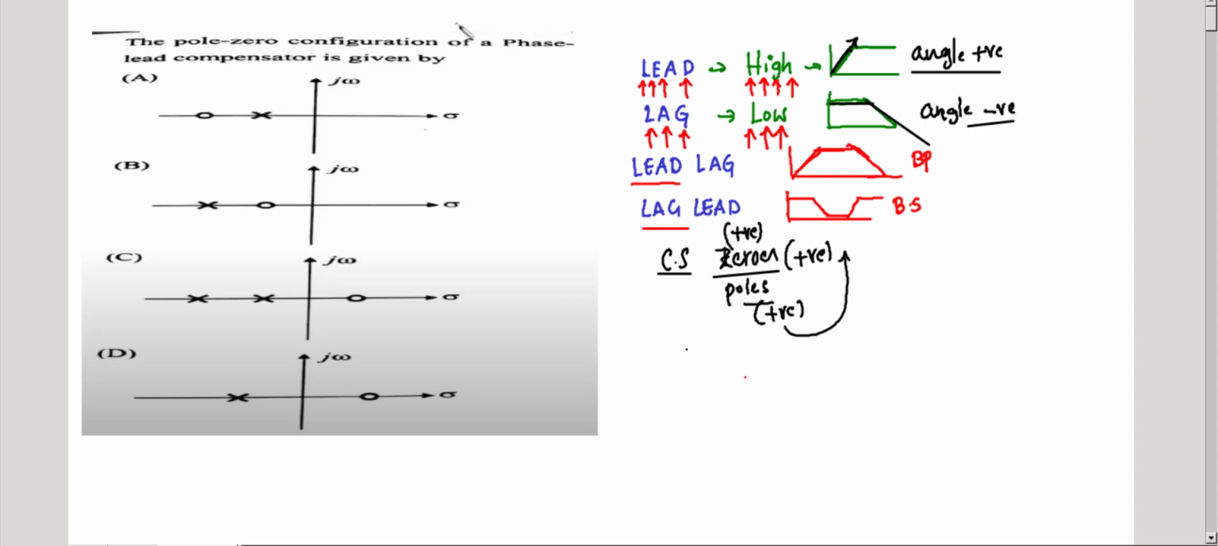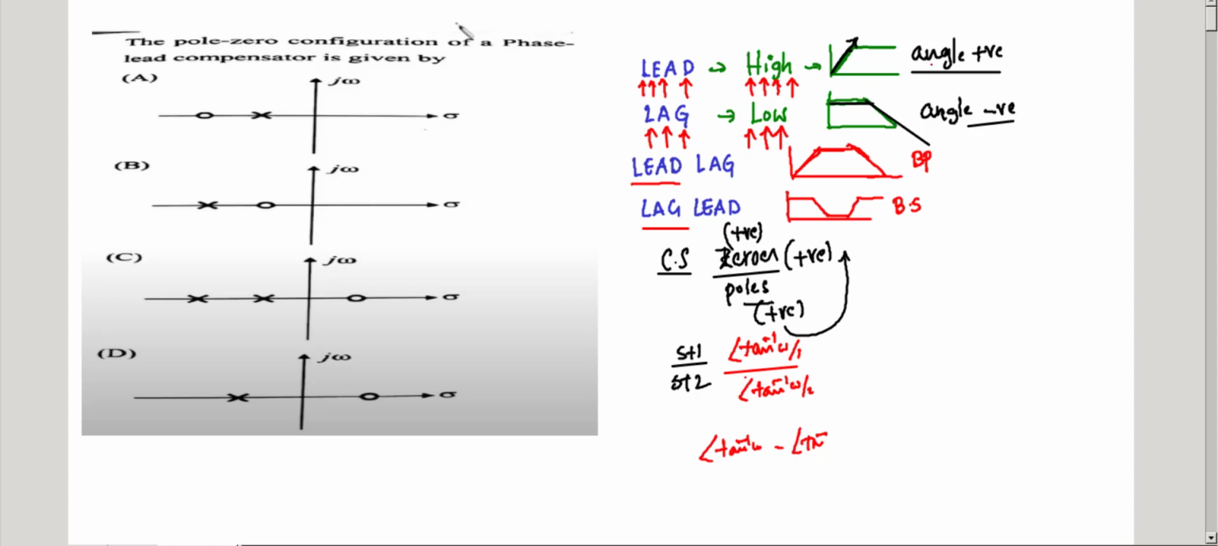Let's say (s plus 1) by (s plus 2). What is the angle for this? This is angle tan inverse omega by 1. What is this angle? Tan inverse omega by 2. If I go to numerator, angle tan inverse omega minus angle tan inverse omega by 2. You understand that? So the pole gives negative angle when the denominator angle goes to the numerator. Indirectly, if I take the 0 as a reference, then poles give a negative angle, zeros give the positive angle.